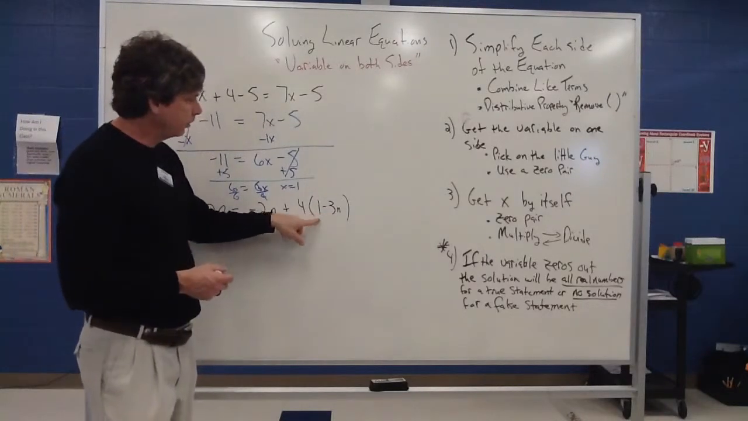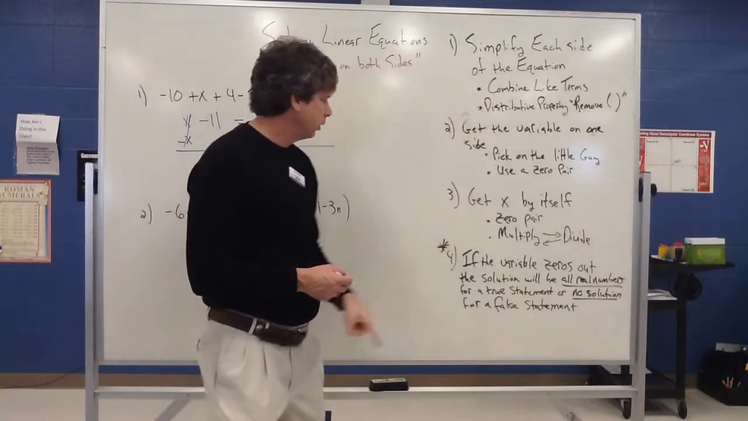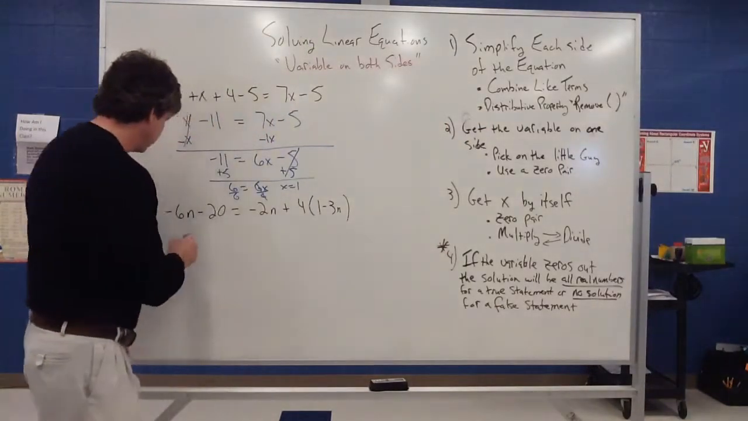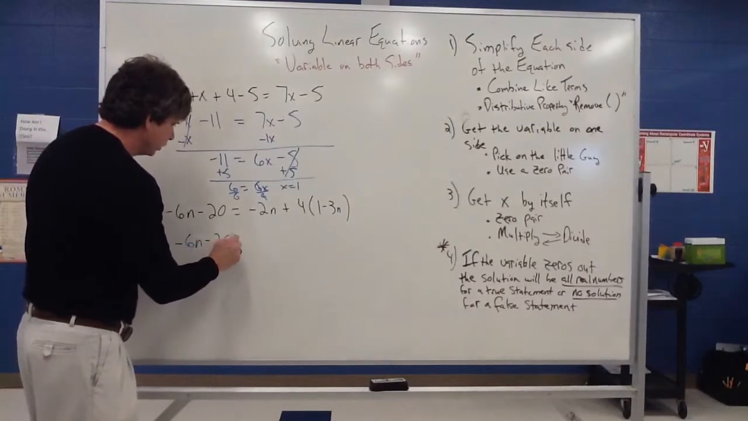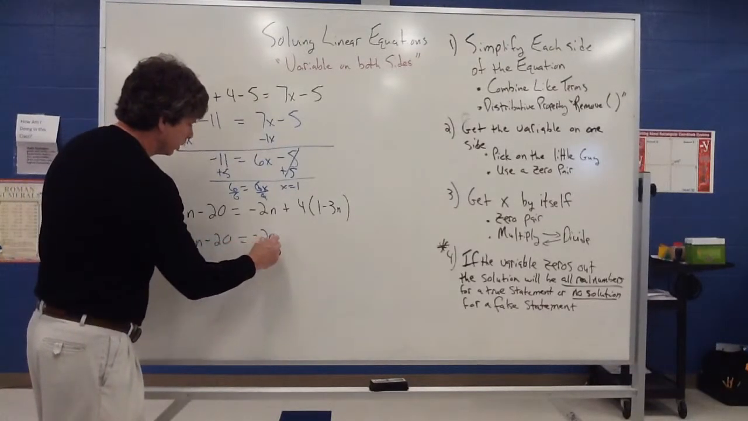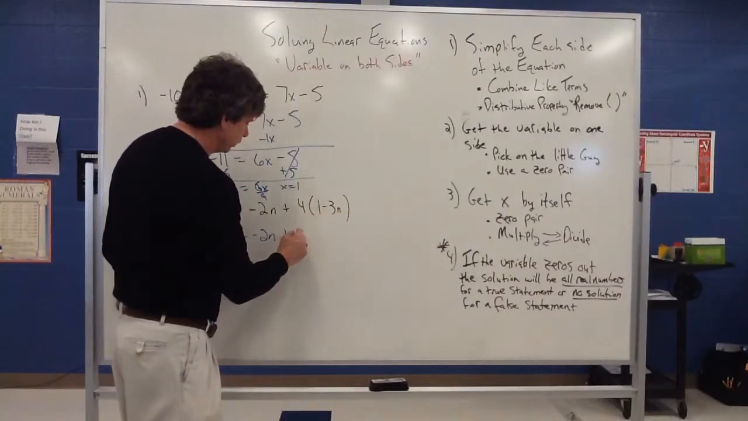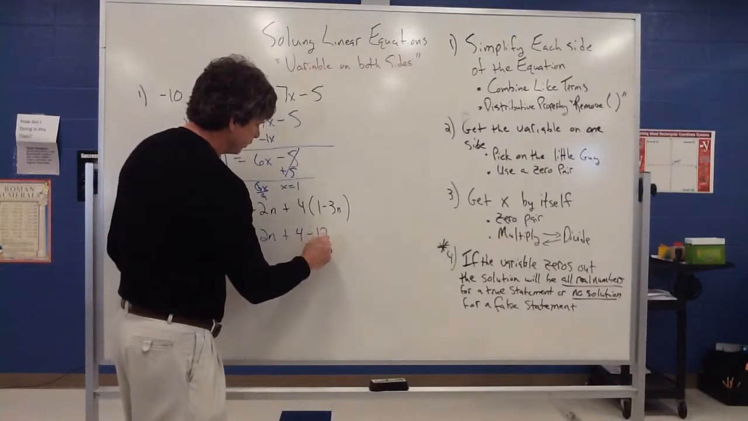Notice how it has these parentheses here. That's what I'm talking about with distributive property. So remember, distributive property means to multiply that 4 through those parentheses. So I'm going to just bring everything else down. Negative 6n minus 20 equals negative 2n plus. Now I'm going to just do this math. 4 times 1 is 4. 4 times negative 3n is negative 12n.